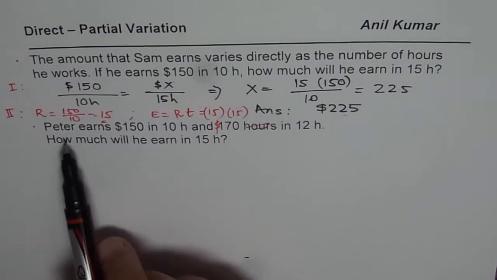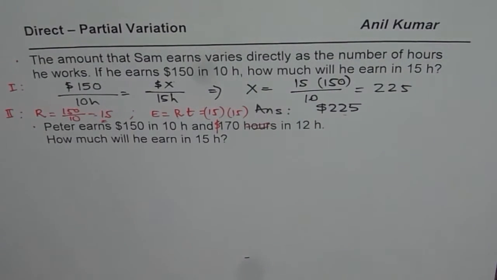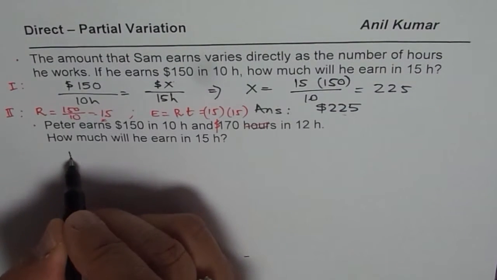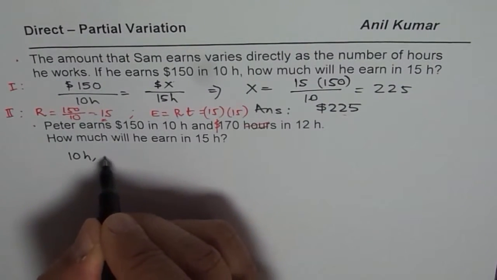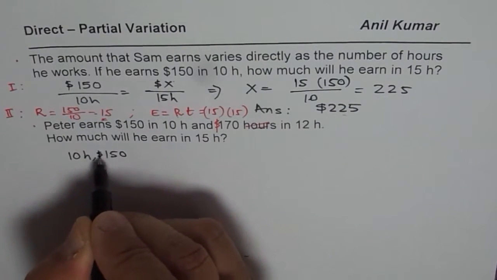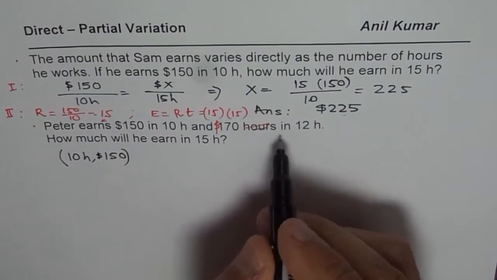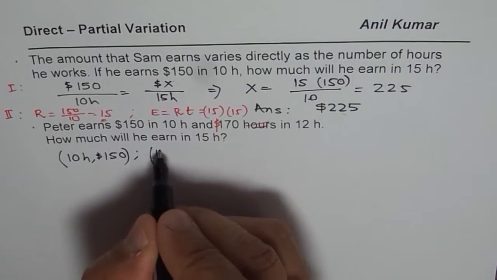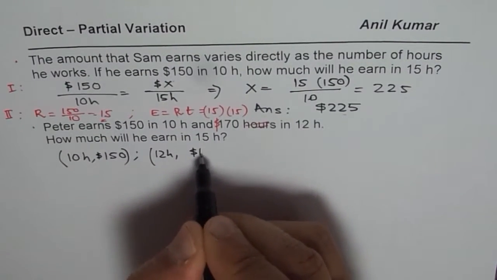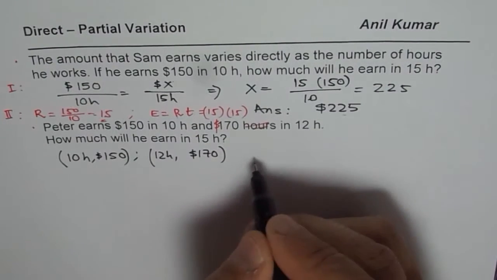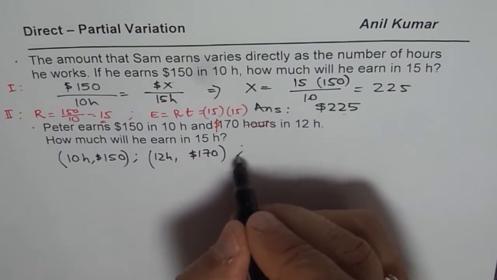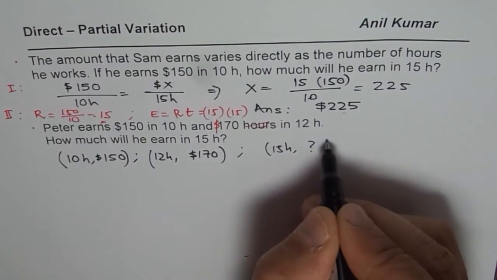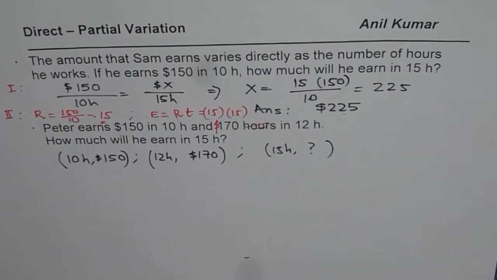Now, let's solve the other one. It says that Peter earns $150 for 10 hours. That means for 10 hours, earning is $150. This is one case given to us. Second, for 12 hours, earning is $170. And what we need to find is, for 15 hours, what is the earning? So that is what the question is.